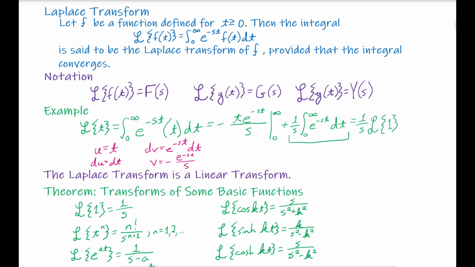Now we can recognize this second integral as being the Laplace transform of 1. So what we really have is 1 over s times the Laplace transform of 1. Now the Laplace transform of 1, we could go through and work it out and see that it equals 1 over s. I'm going to save us that work for now, but feel free to go back and do that work yourself. So we find then that the Laplace transform of t is 1 over s squared.